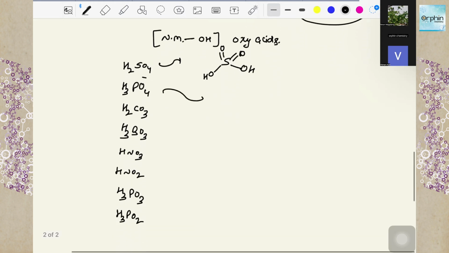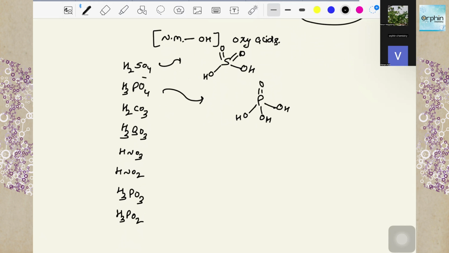Okay. H3PO4, central atom will be phosphorus, right? And hydrogen, we can see as 3, 4 oxygen also I can see. So now, how many OH bonds will be there here? OH bonds will be there as 3. So let us make 3 OH bonds and then a double bond O.